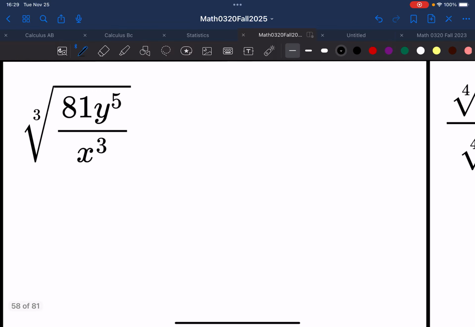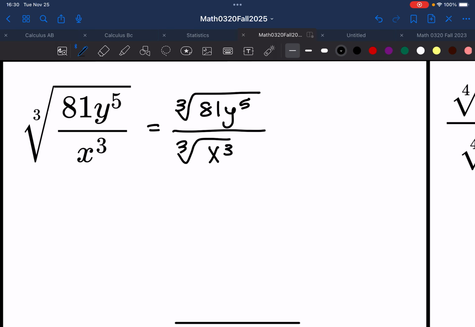For the next part, we're going to do the same thing, but notice I now have a number in there. So I'm going to make sure I do the number as well. So this is the cube root of 81 times y to the 5th over the cube root of x cubed. I have to use the prime factor tree in order to simplify the cube root of 81.